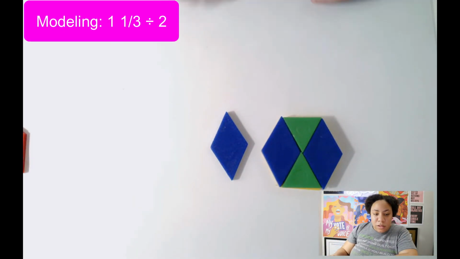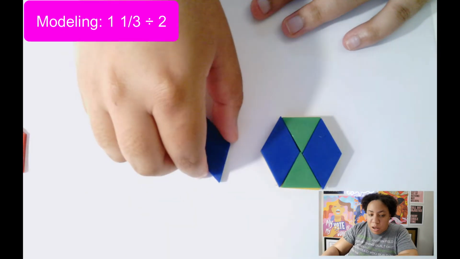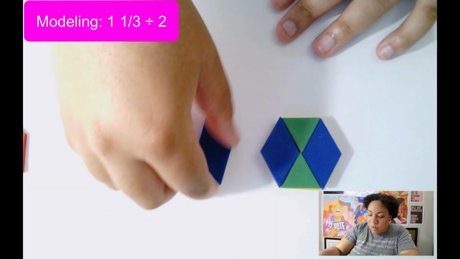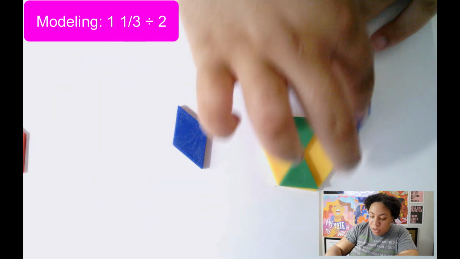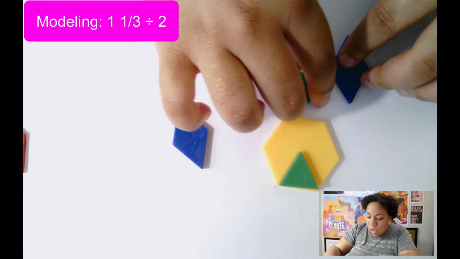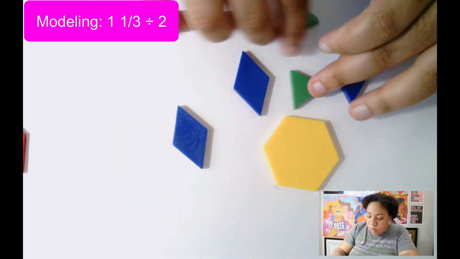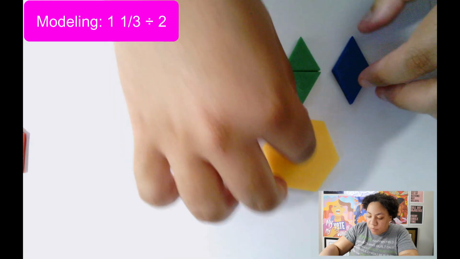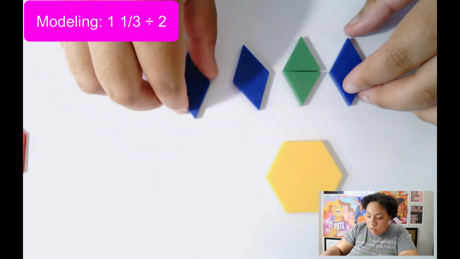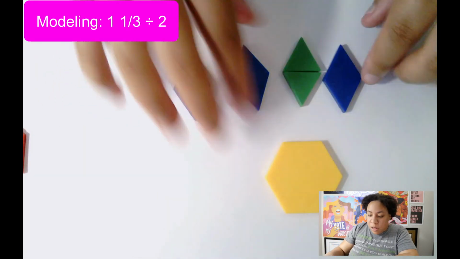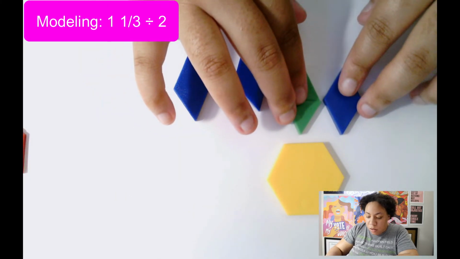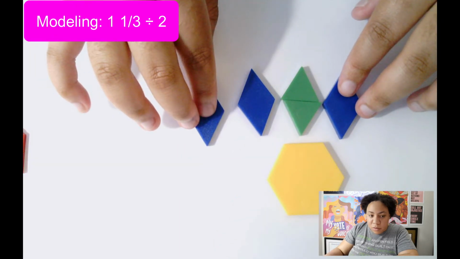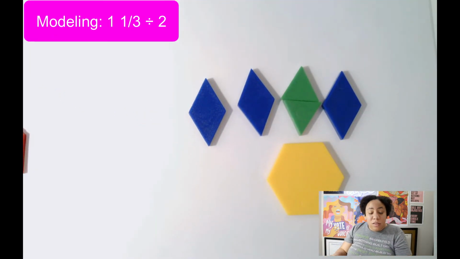Okay? So now that we have this, what I would do is I'd be like, okay, so let's take this out and let's break this down. Okay? So let's take out the individual parts. And then what students should realize is that you can also combine the 2 triangles into a rhombus. And students can see that.